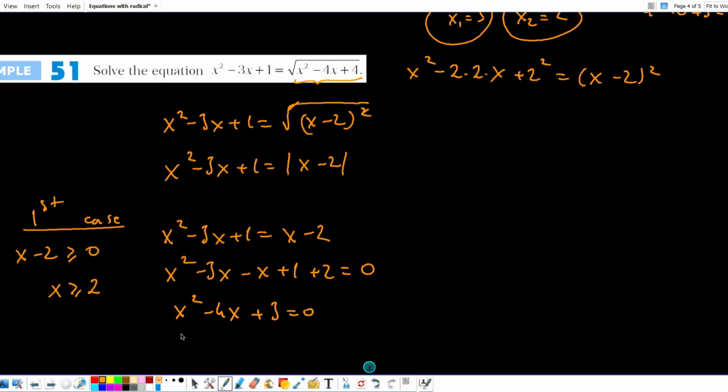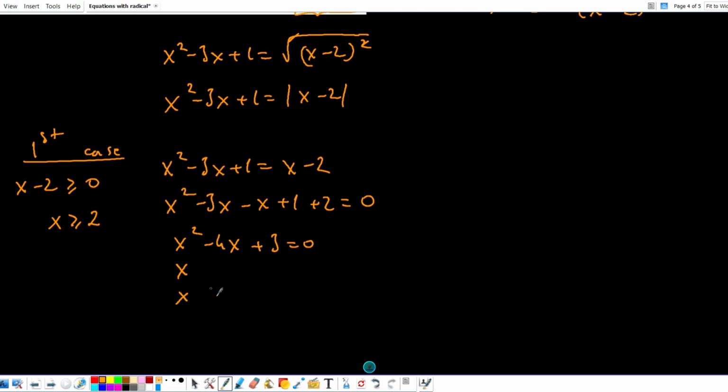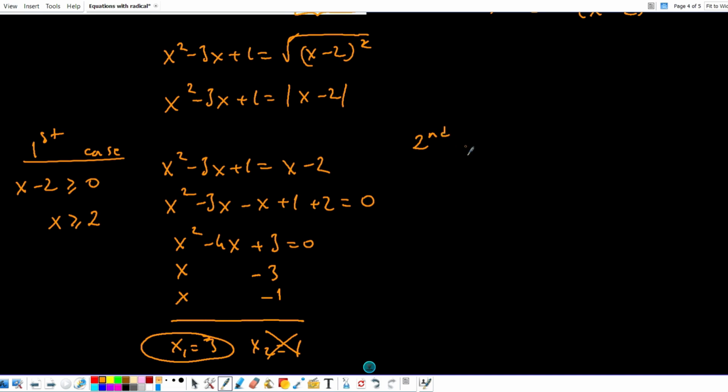Now I need to solve this one, and it will be x and x. This one is 3 and 1. This is plus 3, this is minus 4, so both of them will be minus. So I have x1 as 3, x2 as 1. But what we said in the beginning, we said that x has to be greater than or equal to 2. 3, it's okay. 3 is greater than or equal to 2, but 1 is not. So 1 is not our solution. Now we are checking the second case.